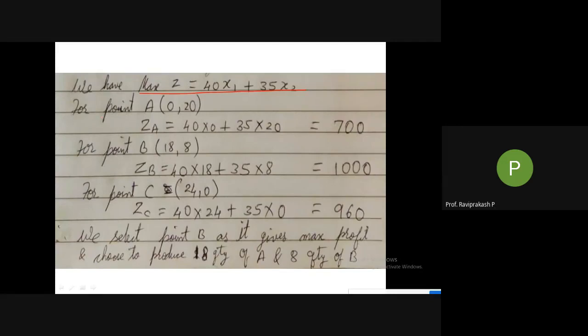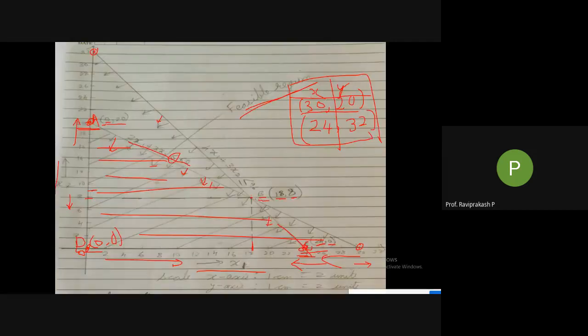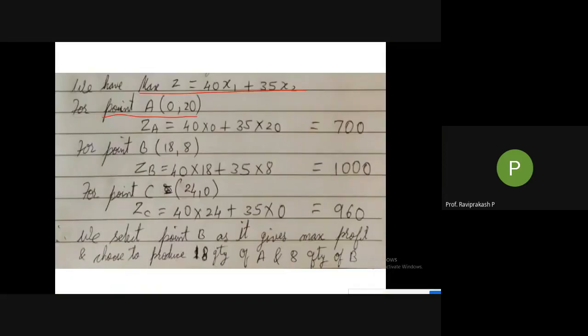For point A, what is point A? 0, 20. I'll just go back. See here, 0, 20 is my point A. So we need to substitute this 0 in place of x1. Why? Because x1 is the number of products of product A, the quantity of product A basically. This is the quantity of product B.